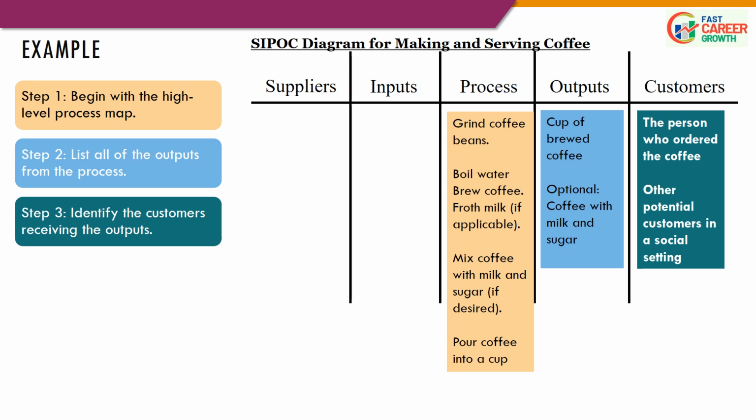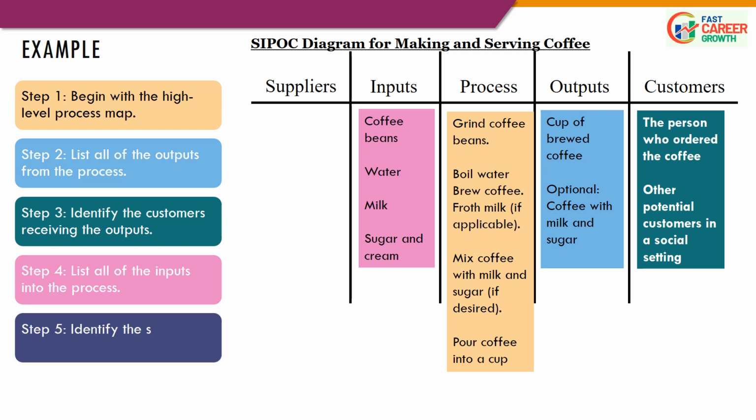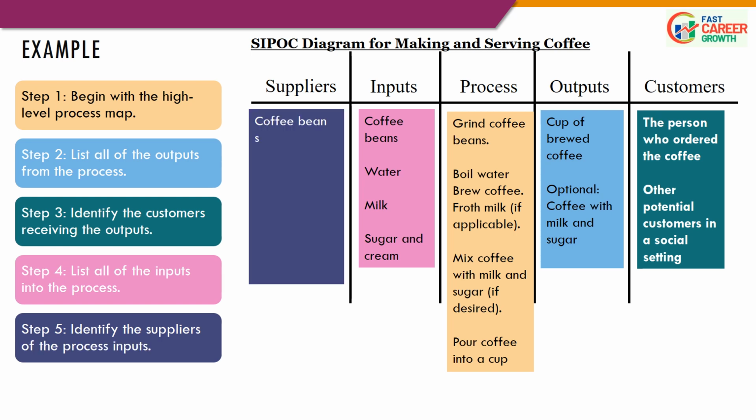Step 4. List all of the inputs into the process. Inputs. Inputs are the raw materials used in the process. Coffee beans, water, milk, sugar and cream. Step 5. Identify the suppliers of the process inputs. Suppliers. Suppliers are the entities providing the raw materials: coffee beans, water, milk, sugar, and cream.